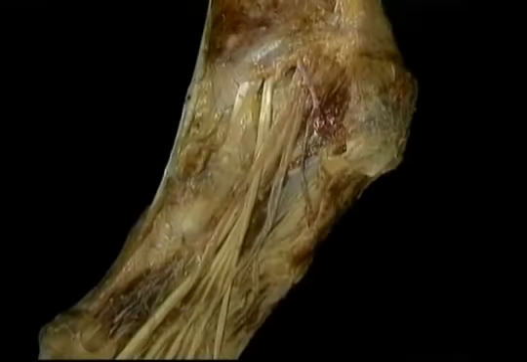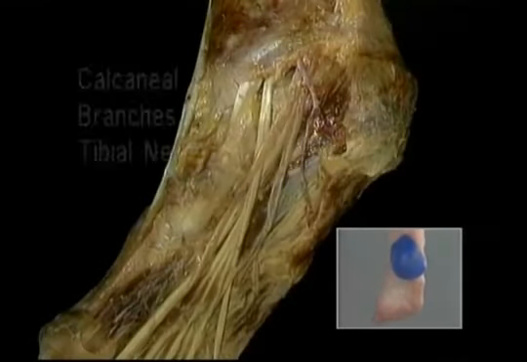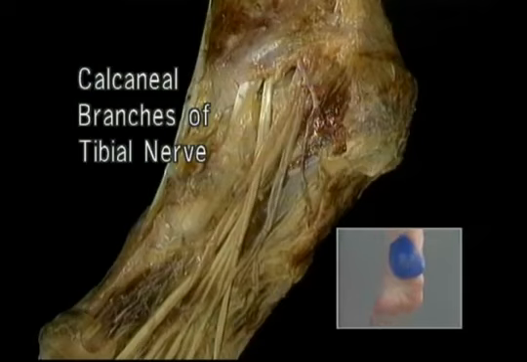Last of all, the heel area is supplied by calcaneal branches of the tibial nerve, which are given off beneath the flexor retinaculum. Now let's review what we've seen of the blood vessels and nerves of the foot.